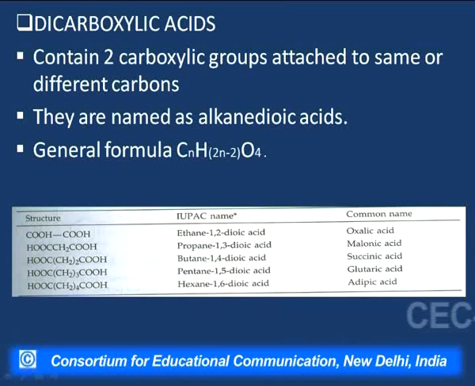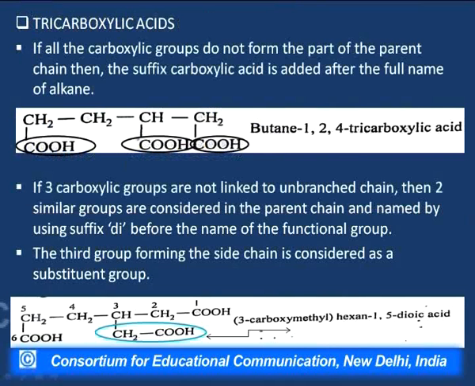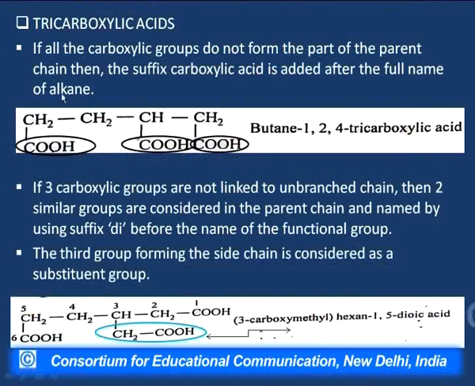Now the question arises, if we had 3 carboxylic groups in the molecule, what are we going to do now? Are we going to include this in the main carbon chain? No, the answer is no. What we are going to do is take the main parent chain, which has the maximum number of carbon atoms, that is the alkane part. So in this example, we've taken 4 carbons as butane. And please remember, these 3 carboxylic acids are not included in the parent chain.